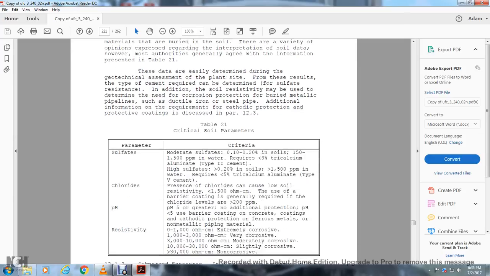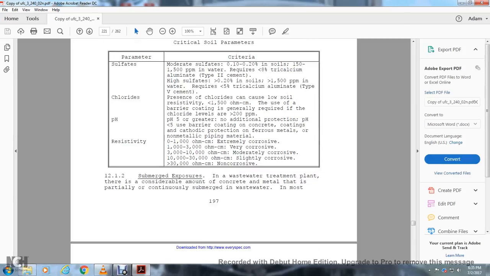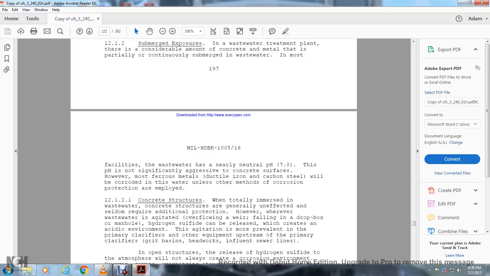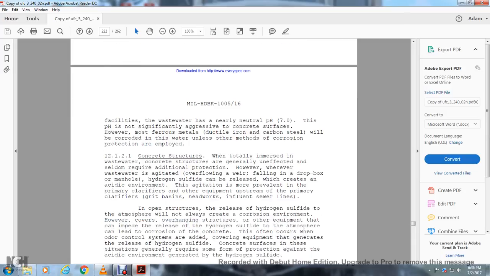Alright, sulfates, chlorides, pH, and resistivity parameters and criteria. 12.1.2 Submerged exposure. In the wastewater treatment plant, there is a considerable amount of concrete and metal that is continuously submerged in the wastewater. In most facilities, the wastewater is nearly neutral, at a pH of 7.0. This is not significantly aggressive to concrete surfaces. However, most metals, ductile iron, and carbon steels will corrode in this water unless other methods of corrosion protection are employed.